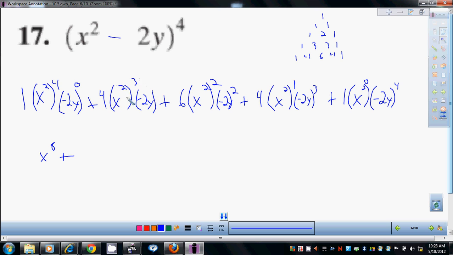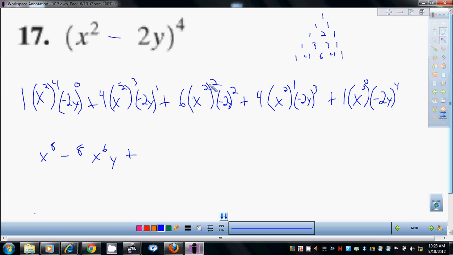What's this x going to be raised to? The 6. How many y's are we going to have? Just 1. I just like to knock out my variables first, and then I go back and do all the numbers. So 4 times negative 2 to the 1st. So 4 times negative 2 is negative 8. So this is going to be minus 8x to the 6th y.